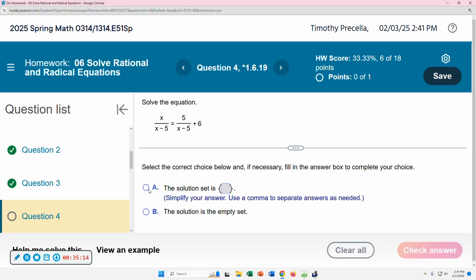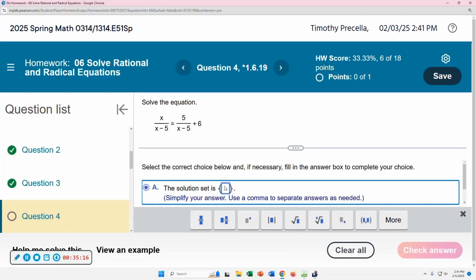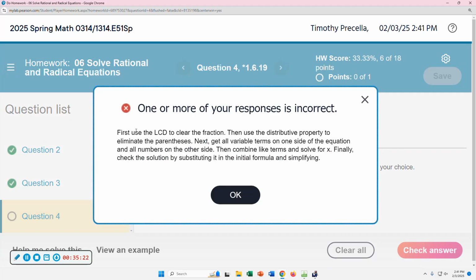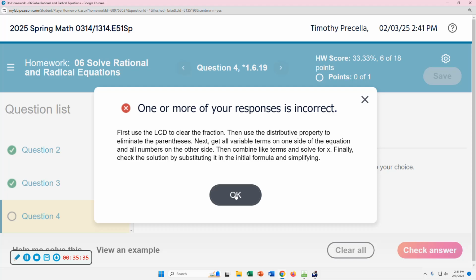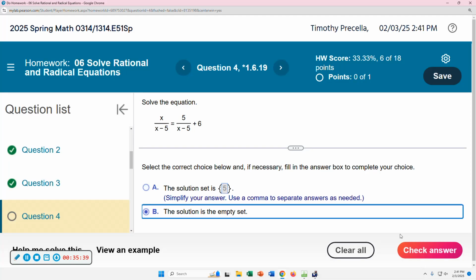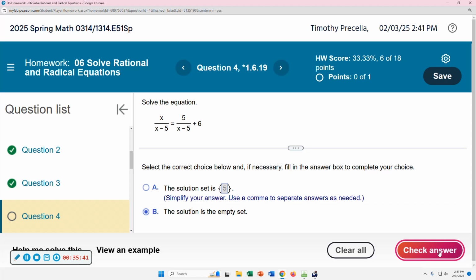Suppose I incorrectly type a 5 in here. I'm wondering if it's going to be smart enough to say, hey, wait, or is it just going to say the denominator is wrong? No, they just use the LCD to clear the fractions. Finally, check the solution by, they say, substituting in the initial form. There. It didn't really know what was wrong.